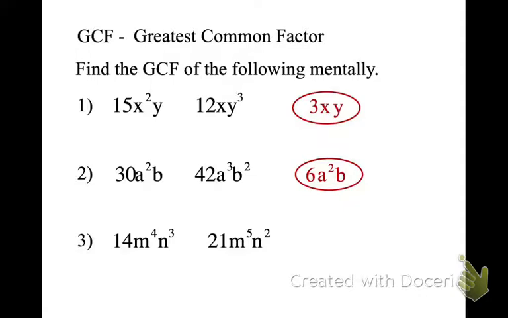Now let's check our work. 7 is the greatest numerical factor, and the greatest amount of m's we can take out that both include is m to the 4th, and the greatest amount of n's is n squared.